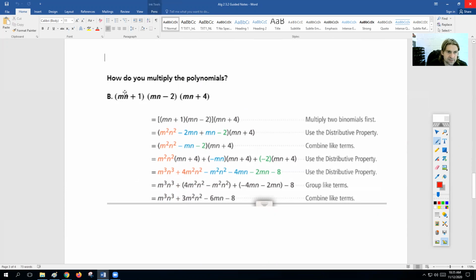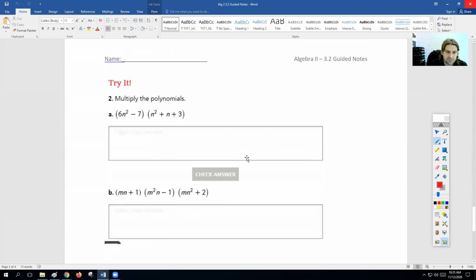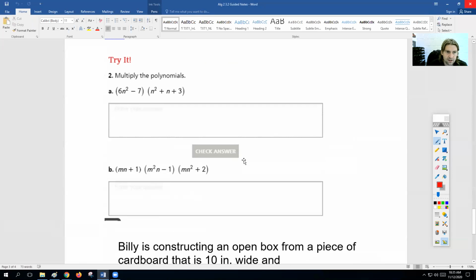So I would do mn times these two. Once we simplify that expression, then distribute that answer to the other one as well. So take your time with these. We'll do a couple examples, make sure we can understand them.